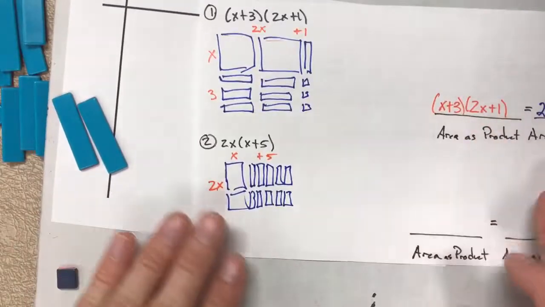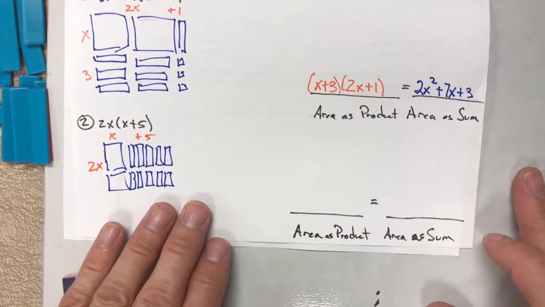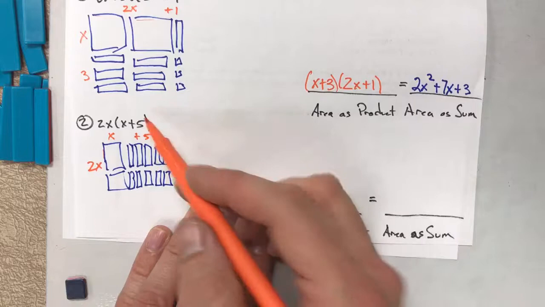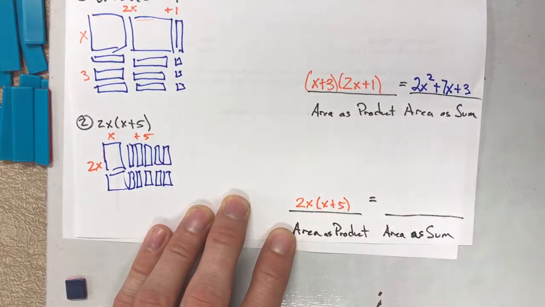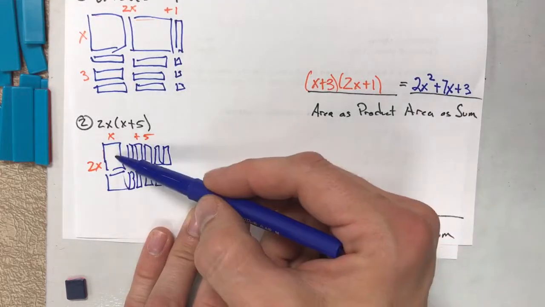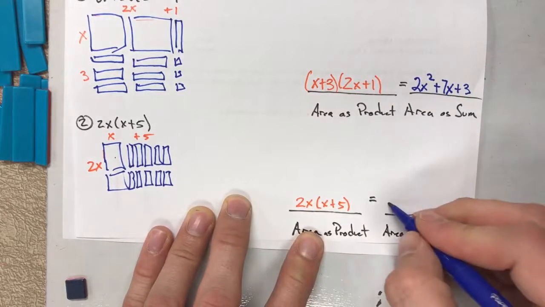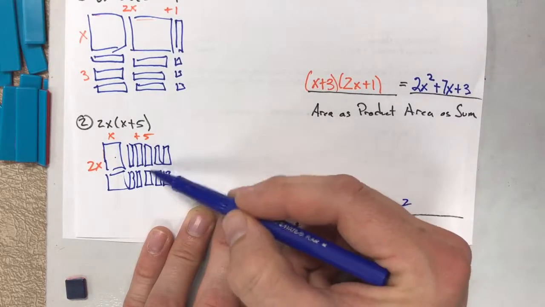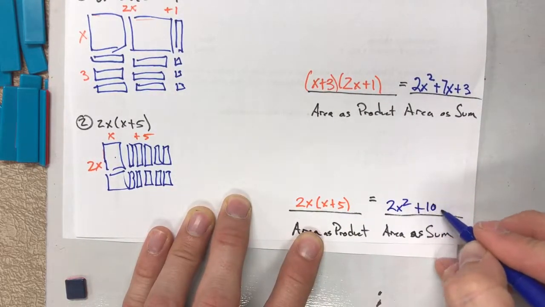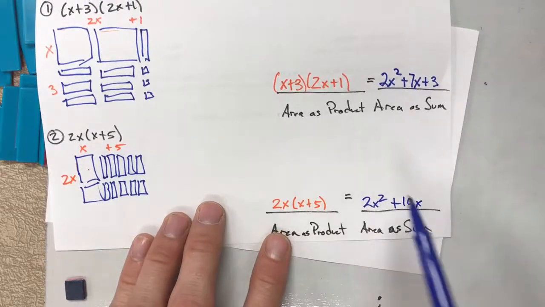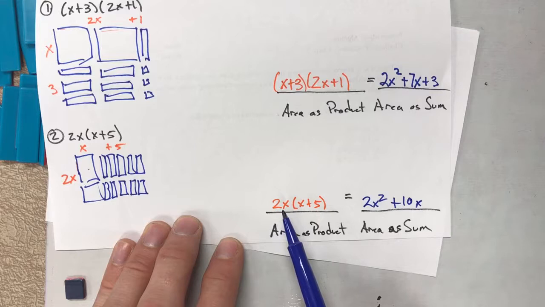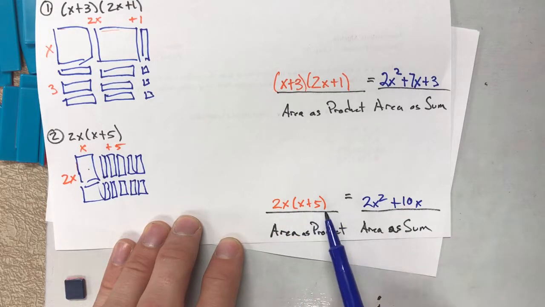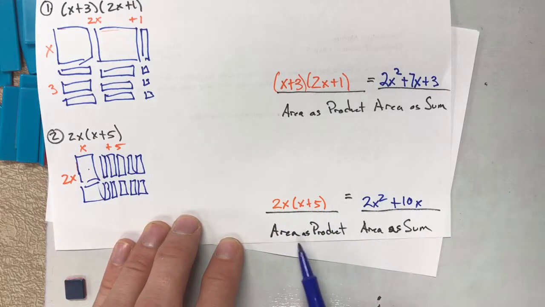As we write out the area as a product and area as a sum, again, the product is what the initial problem was. So 2x times x plus 5 is the area as a product. Area as a sum looks like I have 2x squared and 10 x's. So that's the goal, to convert a product into a sum, no matter how it's written out. Taking a look at how this multiplication is important for us moving forward, please make sure to write both the product and the sum. Thank you.